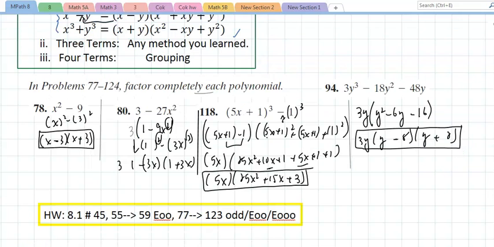And there's the homework. Number 45, 55 through 59, every other odd. 77 through 129, you could do the odds, you could do every other odd, or you could do every other. You could pick and choose if you like, as much as needed. But by that, you're telling me you know how to factor properly, and I'm going to assume that you could factor anything after that.